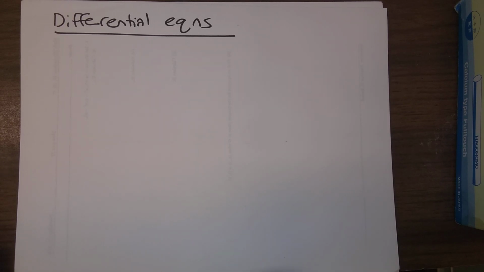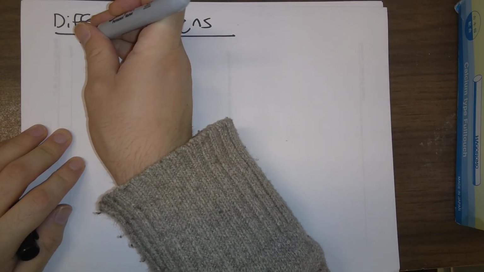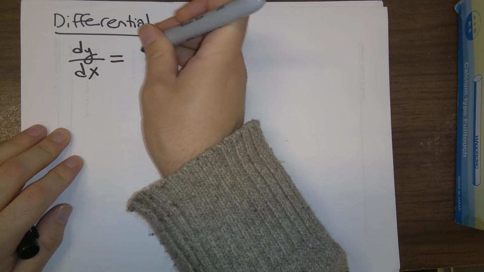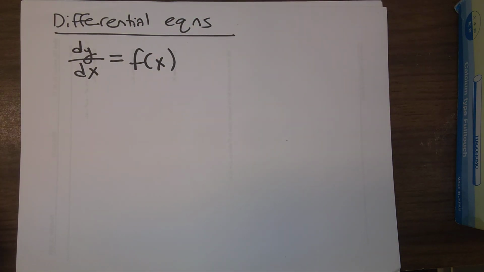Finish off section 5.3, we're going to talk about differential equations. So what is a differential equation? Well, one example of a differential equation is something that looks like this: dy/dx is given to be some function of x. The question is, what is y? And so really what we're doing when we're finding antiderivatives, we really are solving these differential equations.